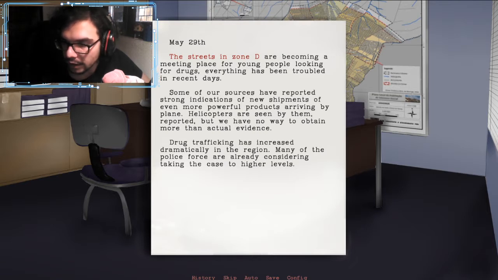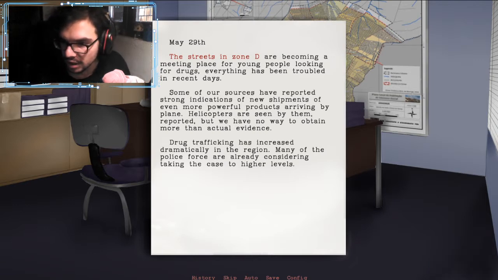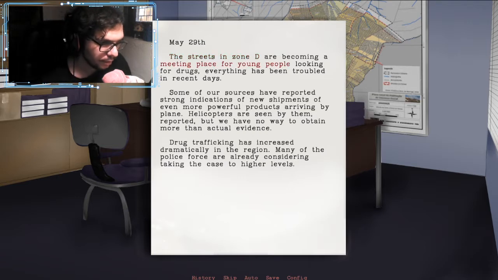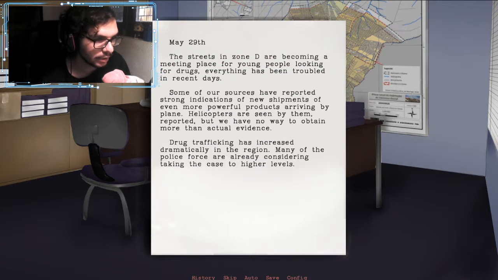If there was anything connecting anything, it'd be right here. So the victim in the report, involvement with drug trafficking, was found in Zone D. Okay, let me see what can I click in here. New shipments, that doesn't tell me anything. But streets in Zone D, that's really the only thing that I can kind of click over there. So I'm gonna click Zone D.